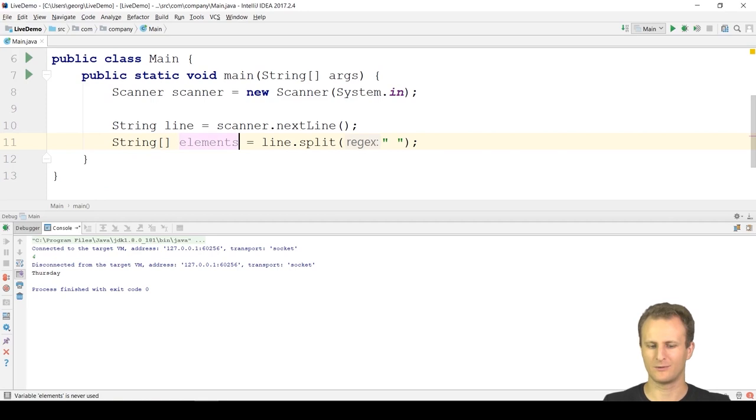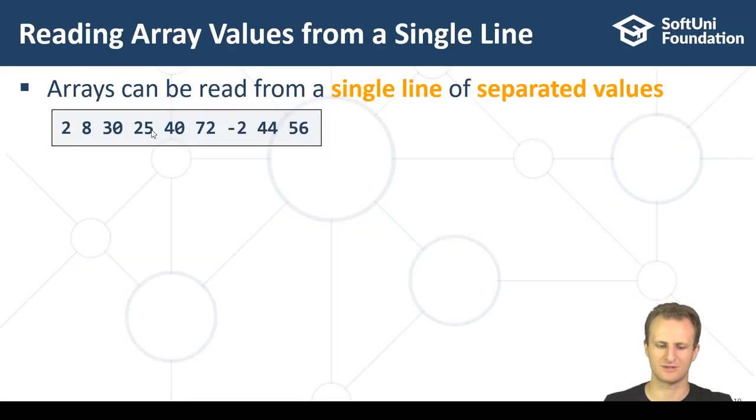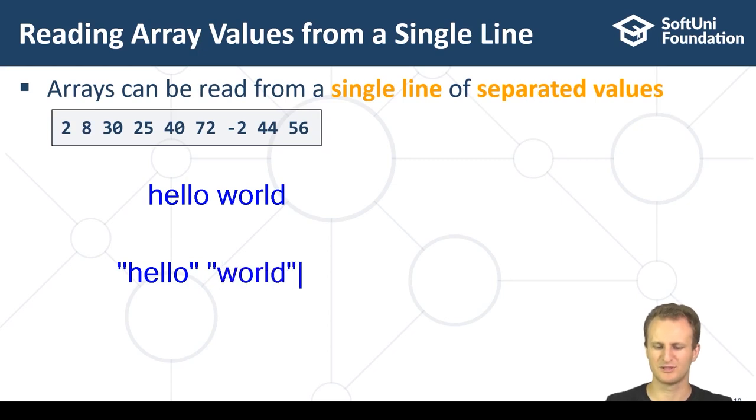Okay, so how did we get them? We got them as strings. Why didn't it return them as numbers? Well, because it doesn't know if those are numbers. I could have entered something like hello world and read that from a single line of the console, and that would actually be an array of strings. So splitting a string just gives us the elements as strings, and from there on out, we have to decide what to do with these elements as strings.